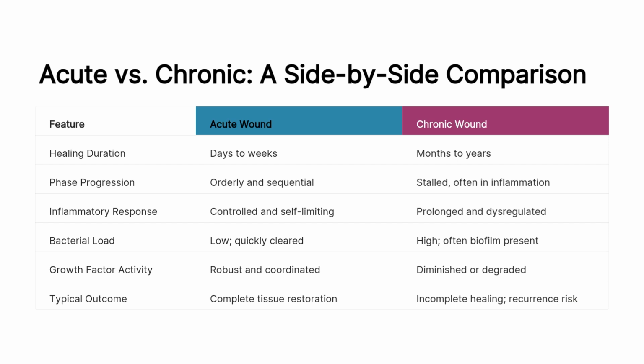Acute wounds heal in days to weeks with orderly phase progression and controlled inflammation. In contrast, chronic wounds take months to years, often stalling in inflammation with high bacterial load and diminished growth factor activity, leading to incomplete healing and recurrence risk.